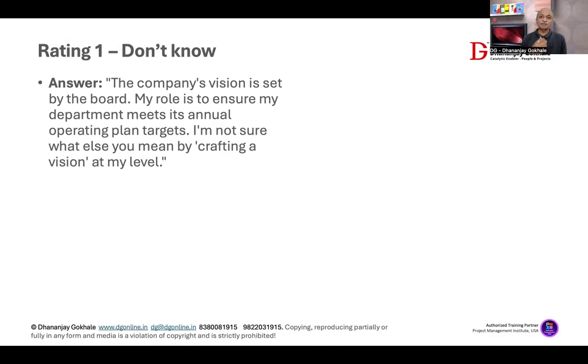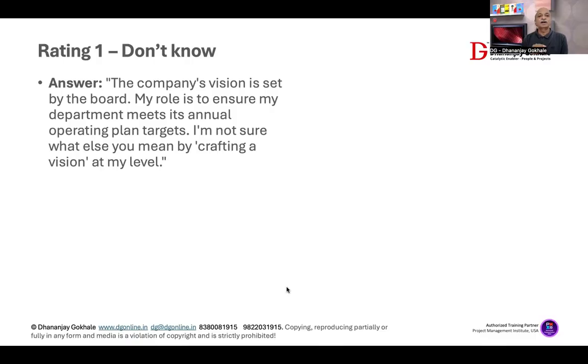So, one answer that I got for the same question was: the company's vision is set by the board. Now this is the question that I asked of a person in the third layer from the top. So you may feel that this is an impractical answer, but I have heard this answer. Now again, I'm not condemning the person. If you are not assessing the person, there is no question of condemning, neither appreciating also.